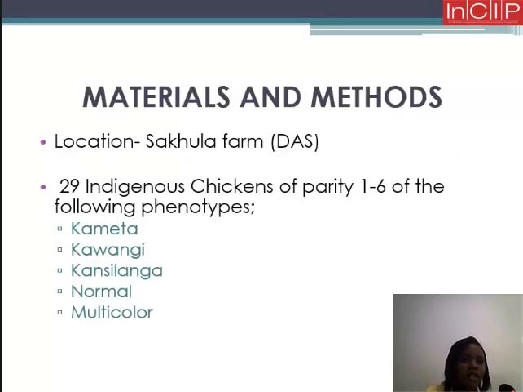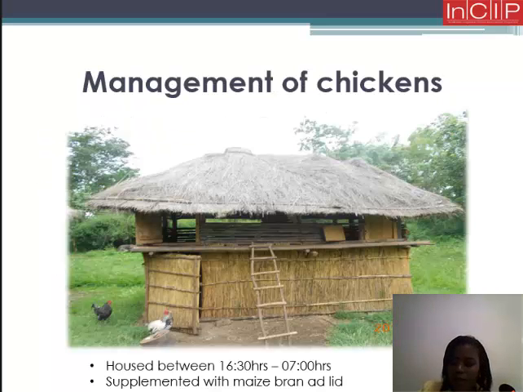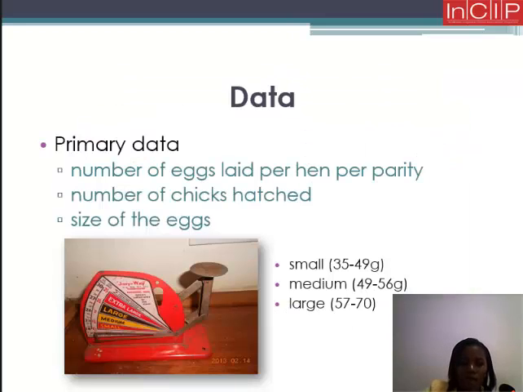This research was conducted at Sakula Farm, which belongs to the Department of Animal Science, and we used 29 indigenous chickens of parity 1 to 6, including Kameta, Kawangi, Kansilanga, Matikala, and Nomo. And these chickens were housed between 4:30 p.m. to 7 o'clock in the morning, and they were supplemented with maize bran ad-lib.